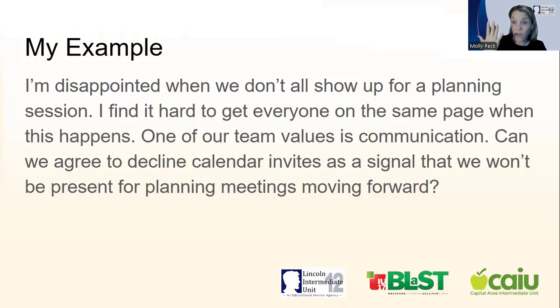As a group, can we agree that we are going to decline calendar invites? And that is going to be the signal that says, hey, I will not be able to be present for this meeting moving forward. And that lets us know that that person will not be there. So again, just a simple example where you can see all 5 pieces of that affective statement equation are present.